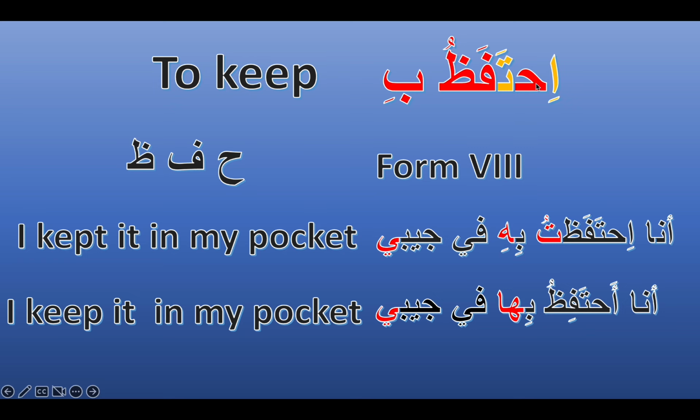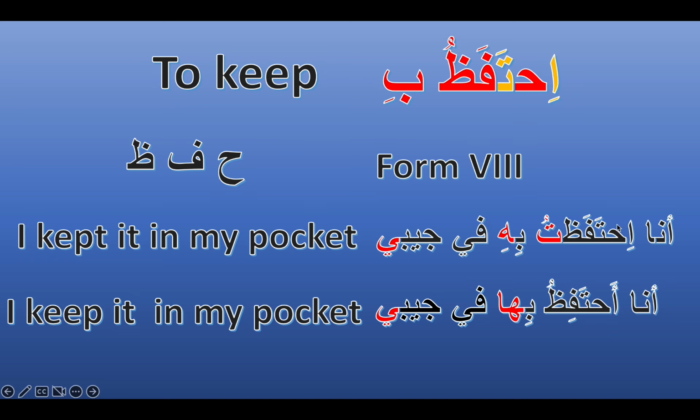To keep, احتفظ ب. This is a form 8 verb. So the root letters are ha, fa and dha. To make a form 8 verb, we notice that the stuff circled in yellow is the pattern that we add. So we add an alif and then we add a ta in between the first and the second root letter. So احتفظ is to keep. And the ba is a preposition which means like in, or it depends, but we have to have ba with احتفظ. So how do we conjugate a form 8 verb? Let's see in a sentence.